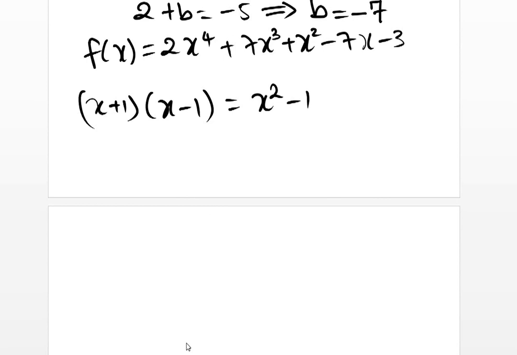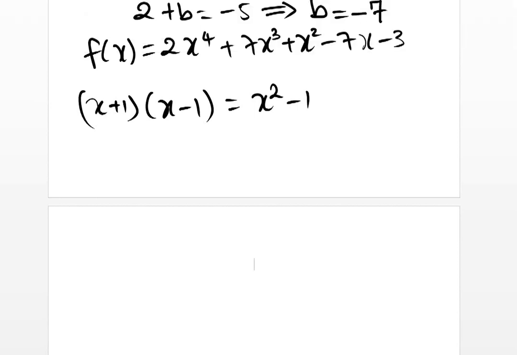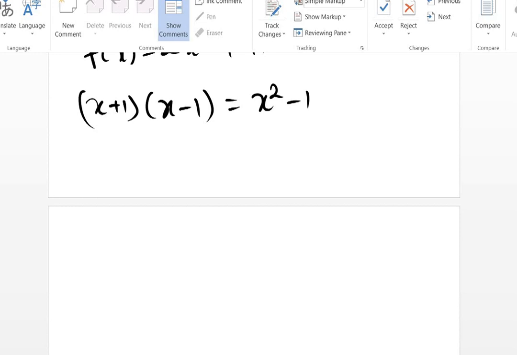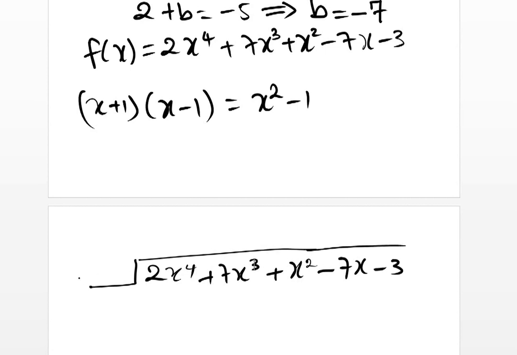Okay. Now we are going to do the long division here, where we have 2x to the power 4 plus 7x cubed plus x squared minus 7x minus 3 divided by x squared plus 0x minus 1.